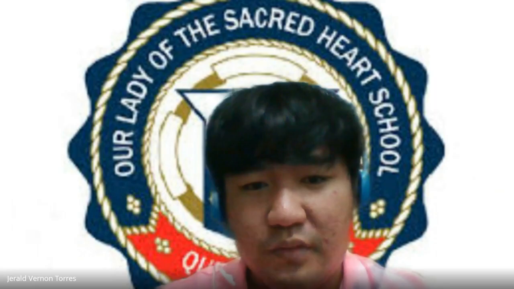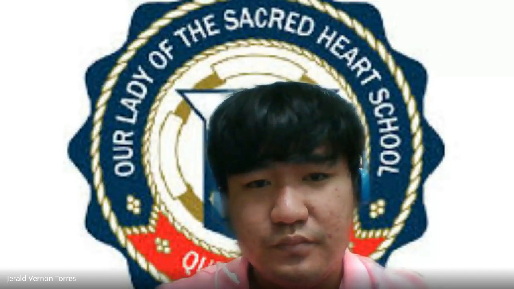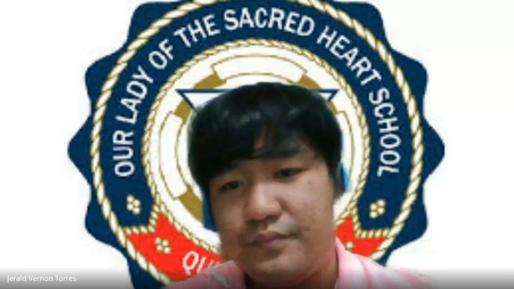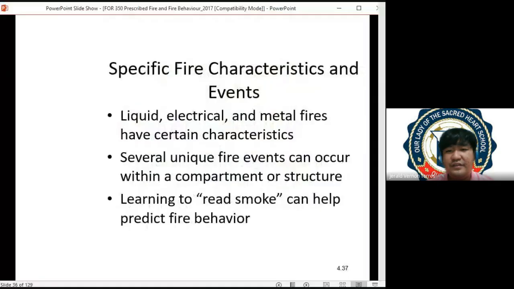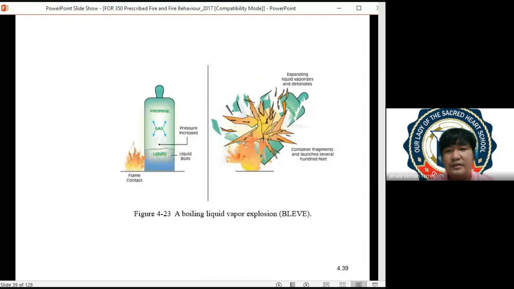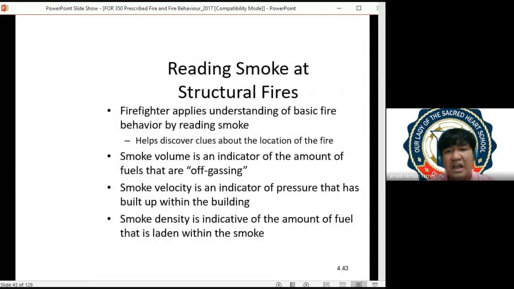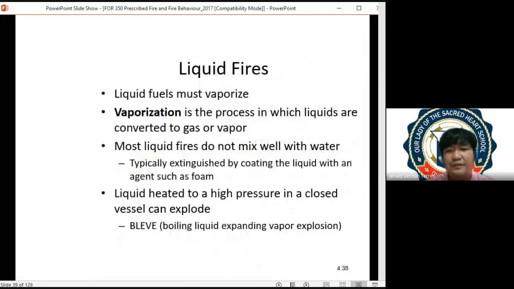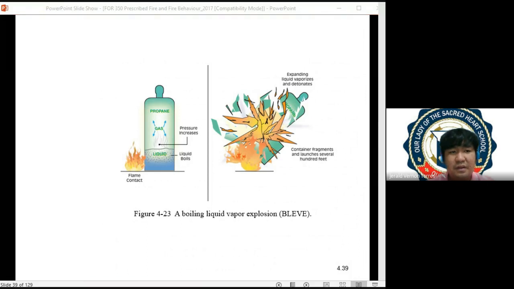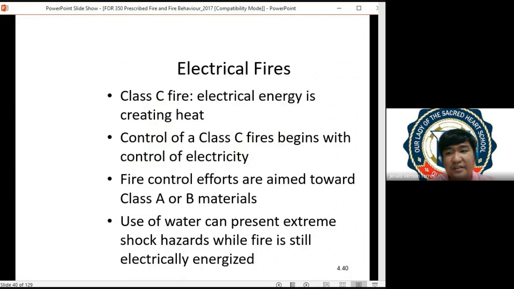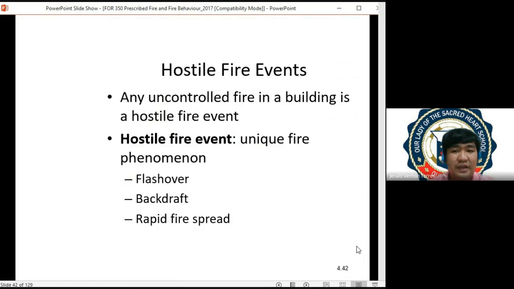So, yun yung four phases ng fire natin. And then we also discuss the possible causes of fire, no? Pwedeng it's due to liquid fire, tulad ng mga gas tanks natin. The vaporization of the liquid fuels would cause liquid fires. May mga electrical fire din tayong tinatawag, metal fire, and hostile fire event.